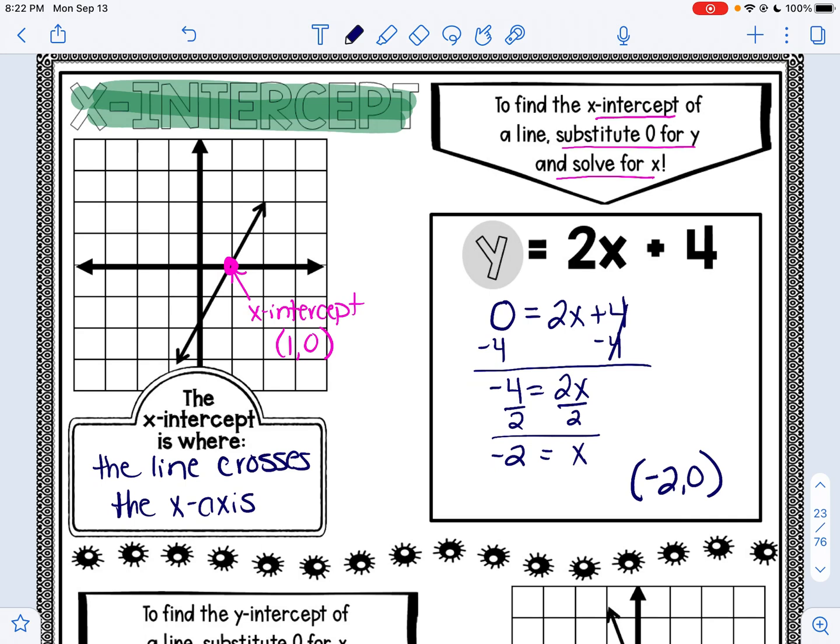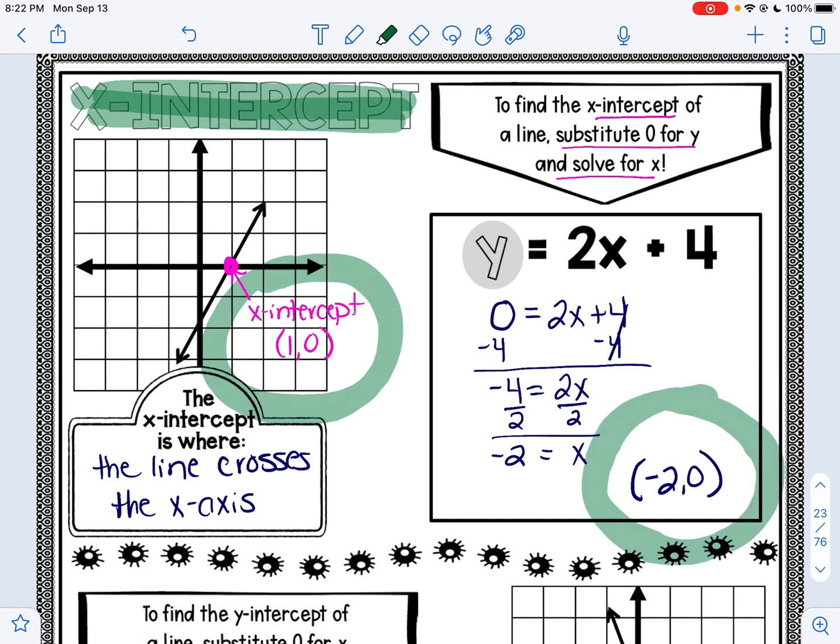If you notice, in both examples, in our ordered pair, the y value was 0. So both on the graph and algebraically, when we found the x-intercept, y equaled 0.